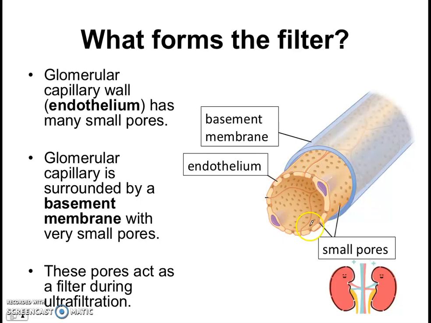So here is a diagram of the glomerulus. This is the blood capillary, the glomerulus, and the capillary wall has many small pores, as you can see. Furthermore, the glomerular capillary is surrounded by a basement membrane with very small pores, which you can't even see. And these pores act as filters during ultrafiltration, right?